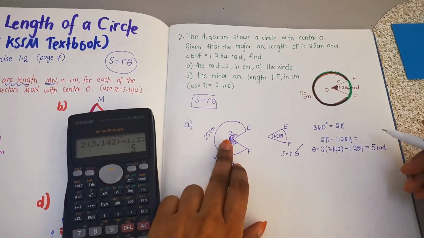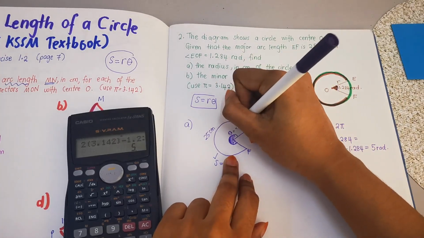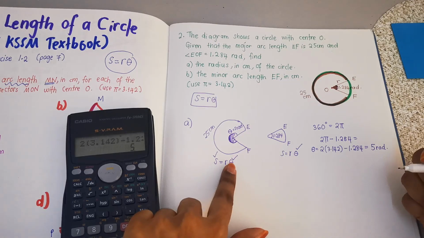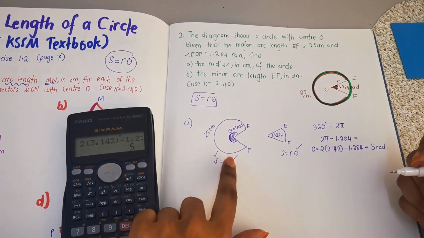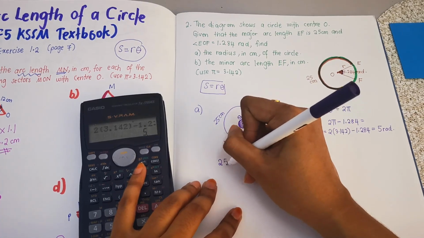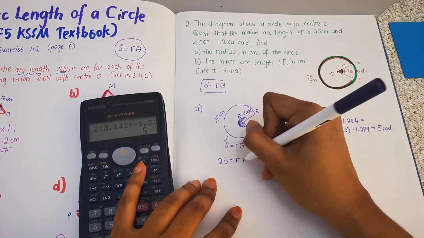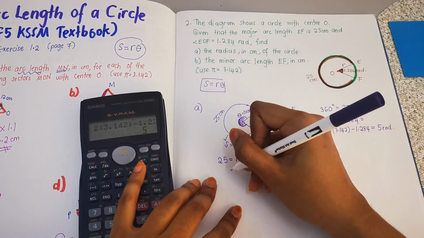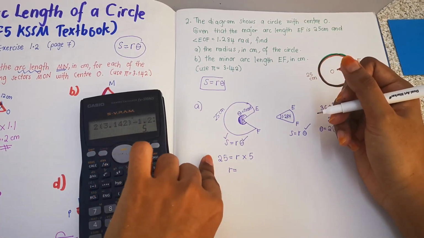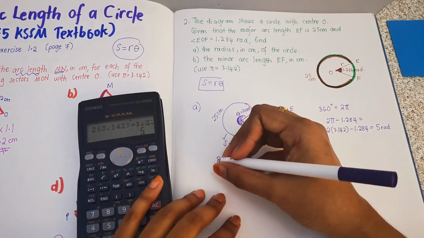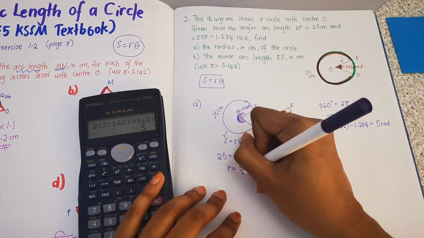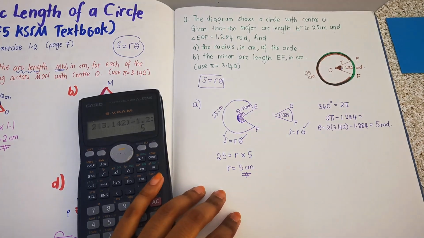So this part is 5 radian. Since now we know the theta, we can substitute both values and find the radius. This length is 25, radius times theta, which is 5. So you bring the 5 to the left hand side, it becomes divide, and you will get a radius of 5 centimeters. So part A is done.